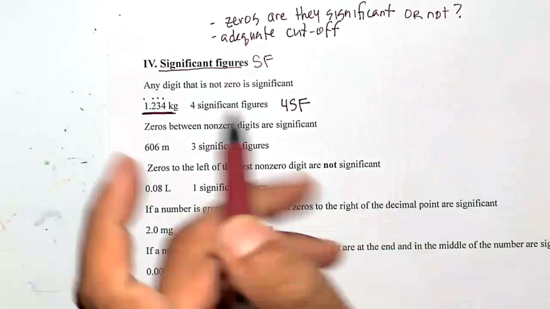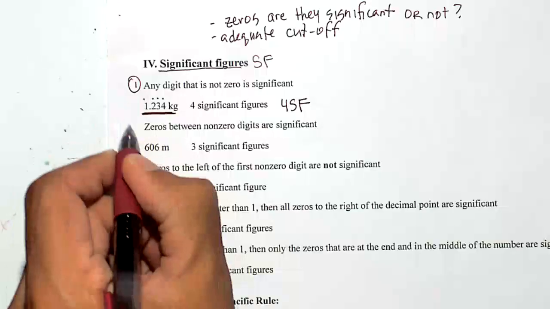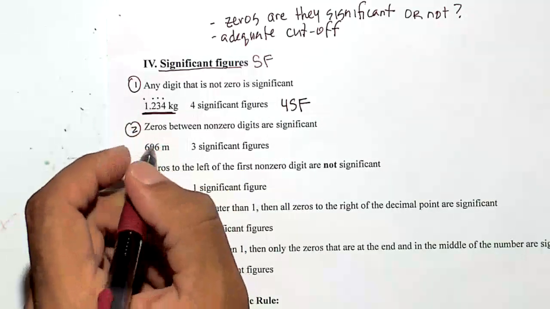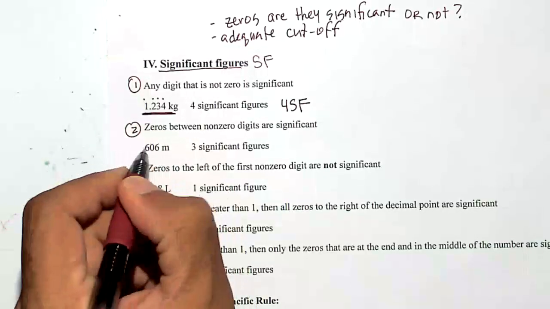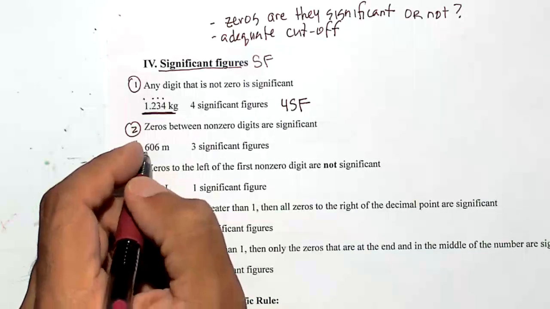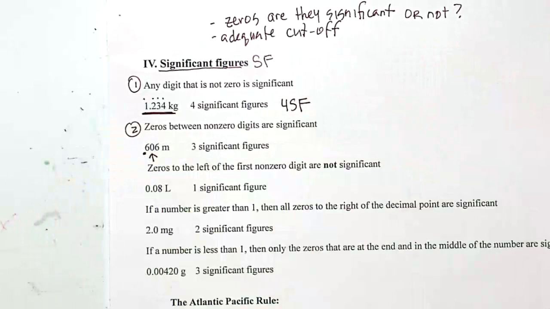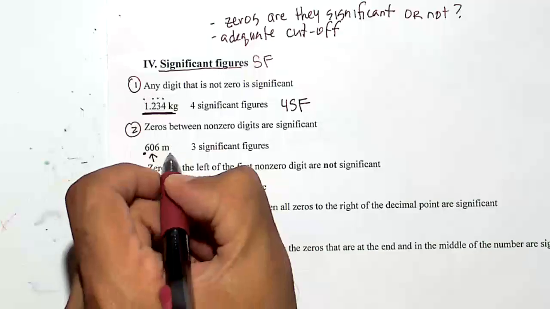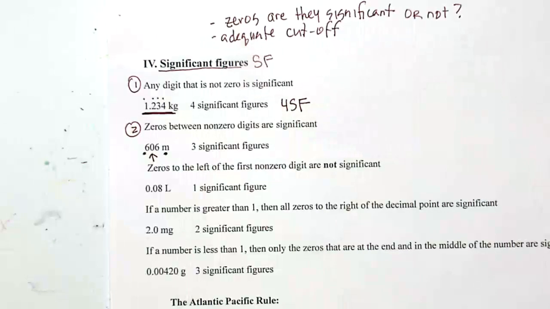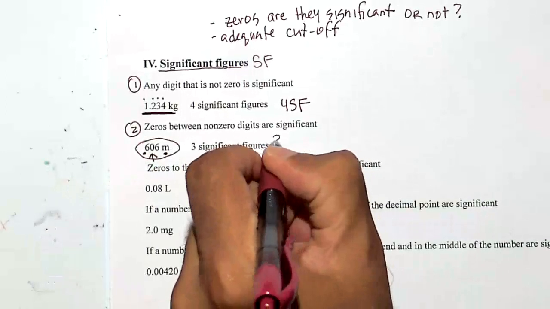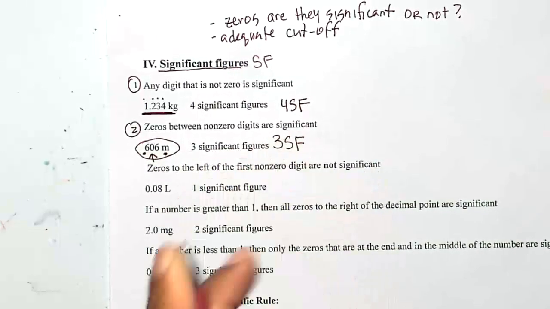Now the zeros are an issue. Rule 2 tells us that if the 0 is between 2 real numbers, so this is a real number, 6 is a real number, and the 0 is a question mark, and then 6 is a real number. If that 0 is between 2 real numbers, flanked, surrounded by 2 real numbers, it's considered significant. So this will have 3 sig figs.